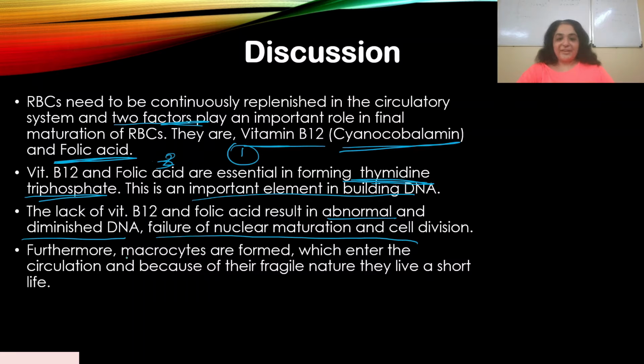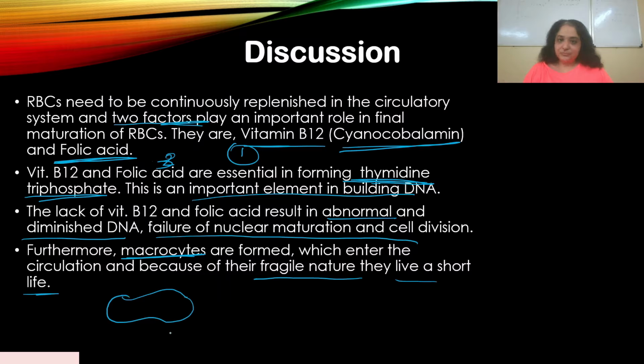Furthermore, macrocytes will be formed. Macrocytes are enlarged RBCs which enter the circulation, and because of their fragile nature, they live a short life. When these macrocytes enter the circulation, they are like big circular shaped RBCs, unlike the actual RBC, which is supposed to be a biconcave structure, right? You have a biconcave structure.